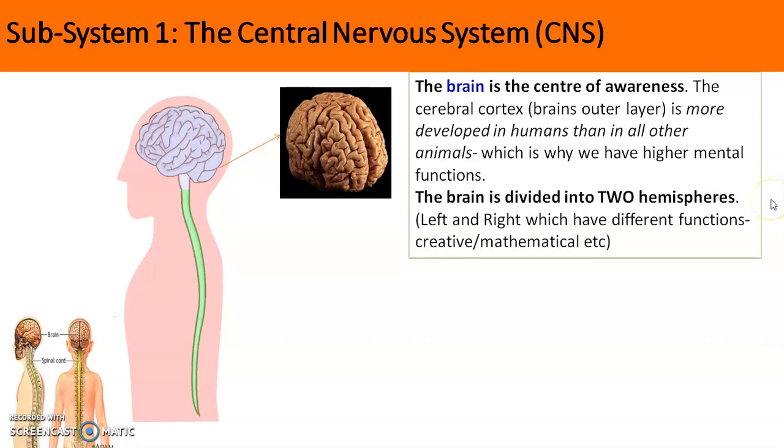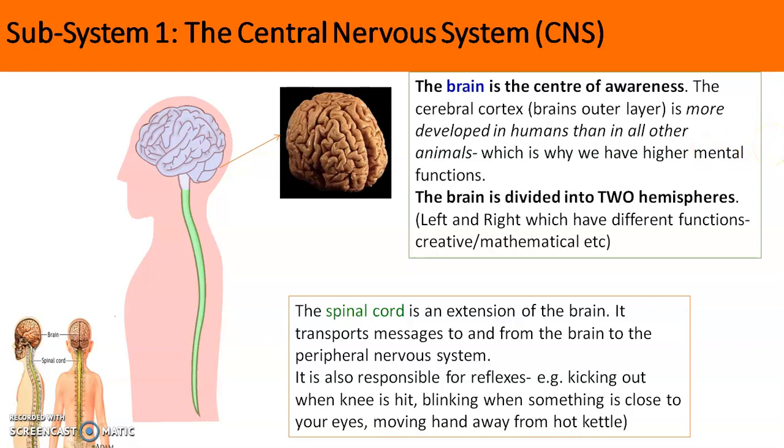Okay, so as you know, the brain is the center of awareness. I'll just let you guys have a read of this particular slide. I don't have to read it out to you, but the brain is pretty much vital in our everyday being. If we did not have a brain, we would pretty much be dead. So the brain is so important in human beings. And yeah, we have two hemispheres, so we have the left and right hemisphere.